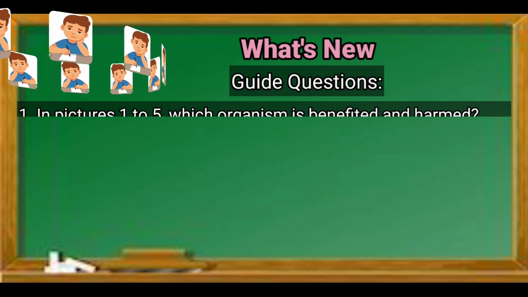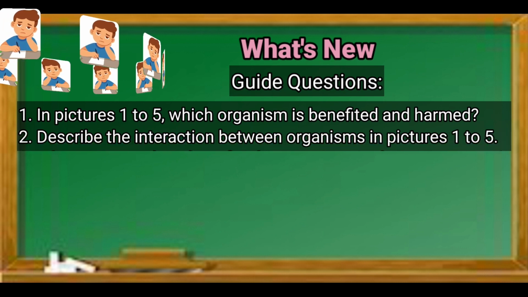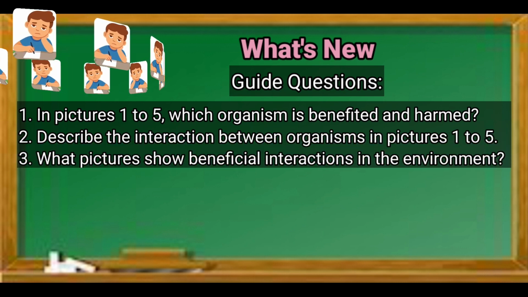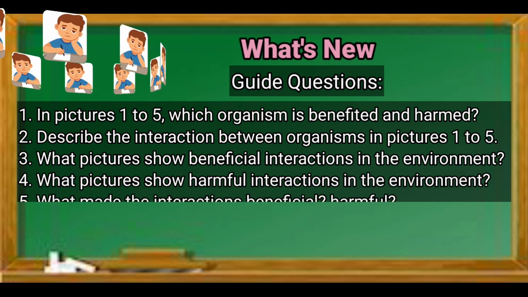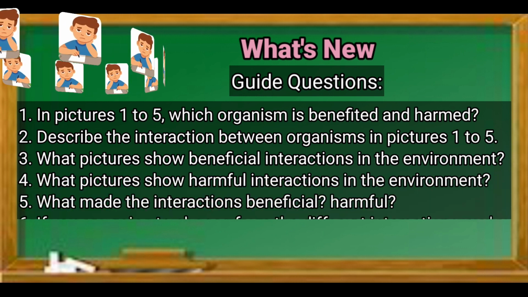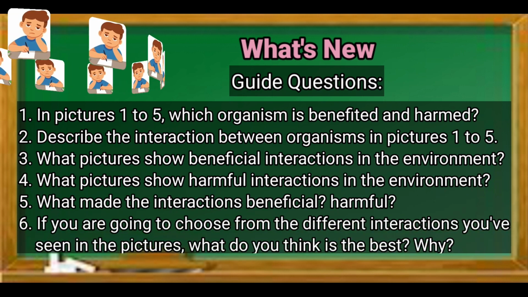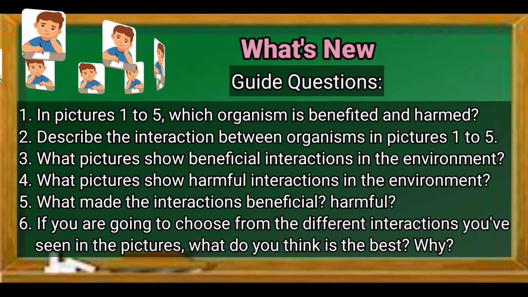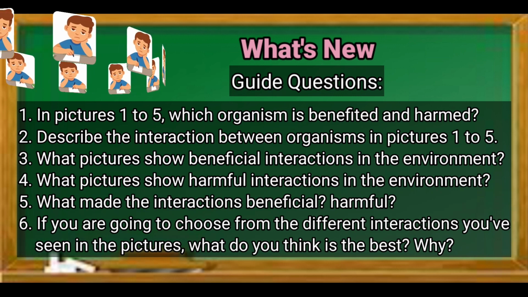Here are the guide questions. First, in pictures 1 to 5, which organism is benefited and harmed? Second, describe the interaction between organisms in pictures 1 to 5. Third, what pictures show beneficial interactions in the environment? Fourth, what pictures show harmful interactions in the environment?